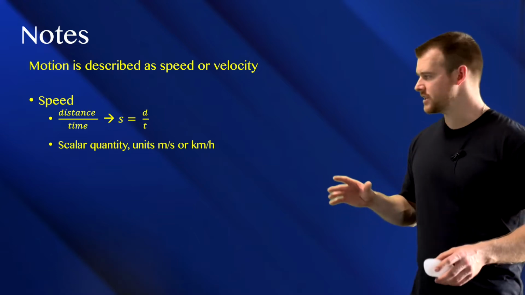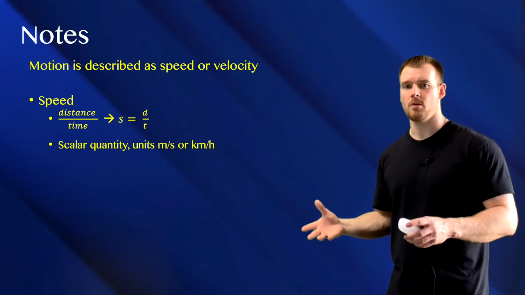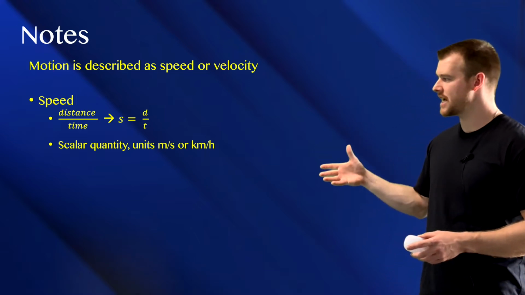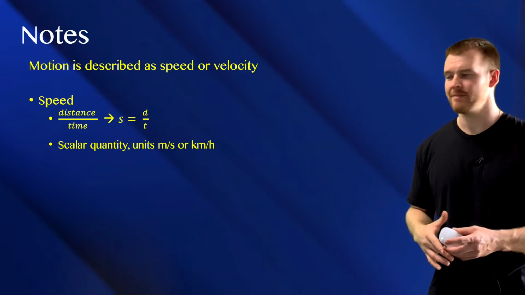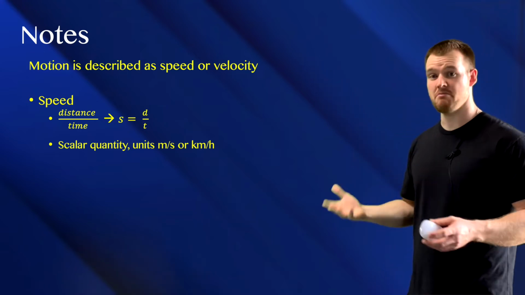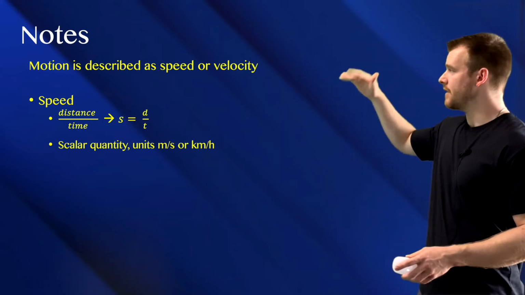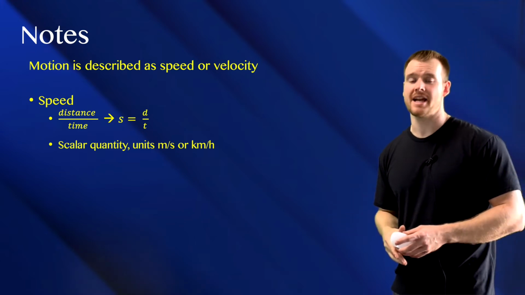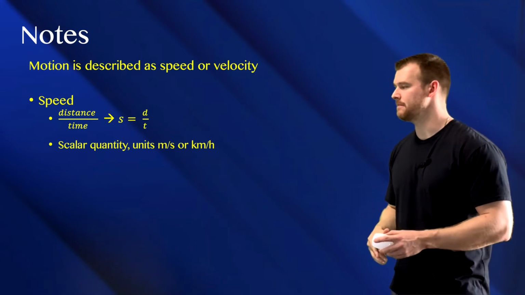Didn't mention this before, but it's good to have in your notes the units for motion. It's going to be in meters per second or kilometers per hour most frequently, and that comes from the formula. The d, or the distance, is going to be measured in usually meters or kilometers, divided by the time, which is a unit of seconds or hours, again, most commonly.